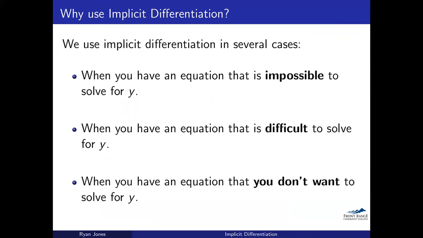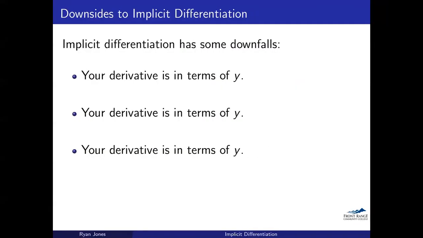So then there are also downfalls to this. There's really one downfall to implicit differentiation, and that downfall is that your derivative is in terms of y. That's really it. I emphasize it a lot because it's a big, not a no-no, but it's just something that's weird. It doesn't really make much sense.